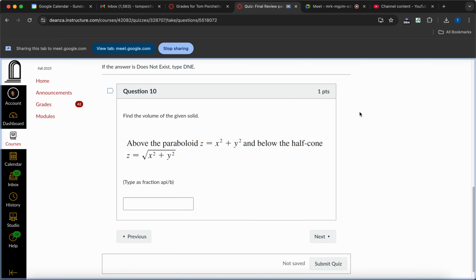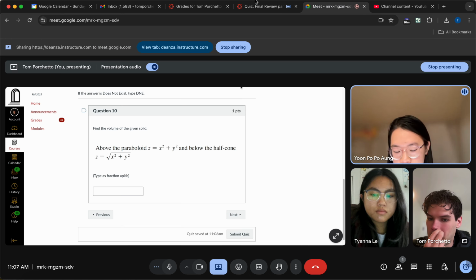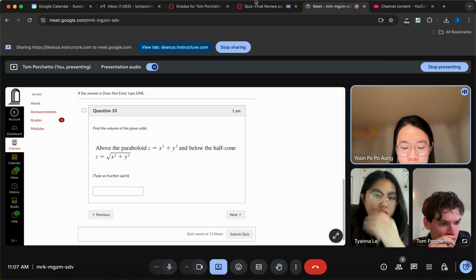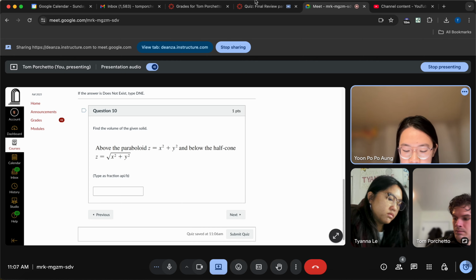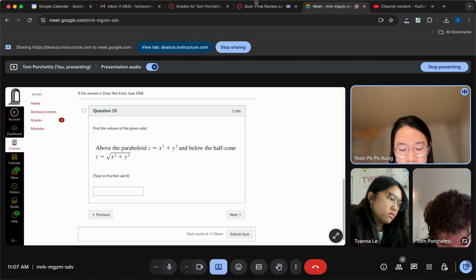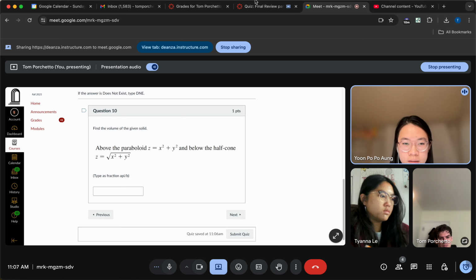So for the question ten, we first need to set up the integral. So when we set up, I also set up the integral in terms of r and theta. The lower limit and upper limit for theta will be 0 to 2 pi, and then r would be 0 to 1, since the radius is 1. And then we will get r squared minus r cubed dr d theta. And then when we integrate that, the final answer would be pi over 6.